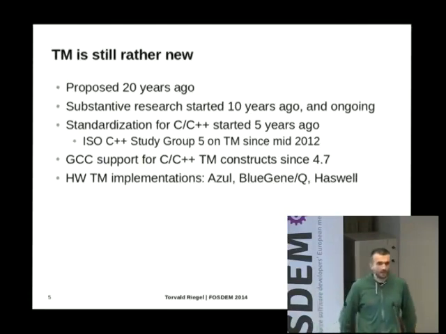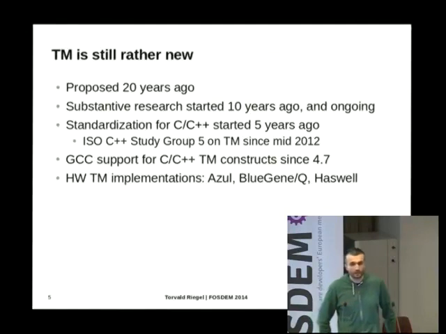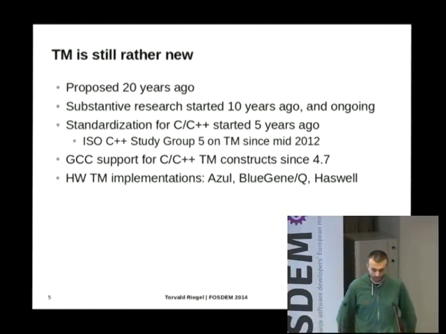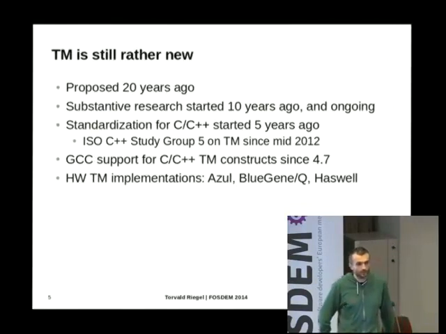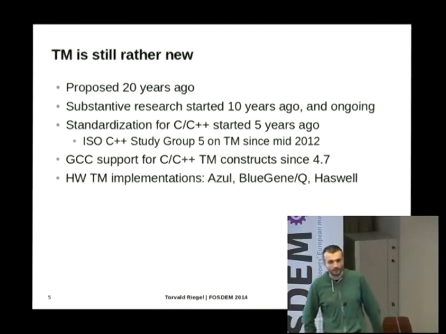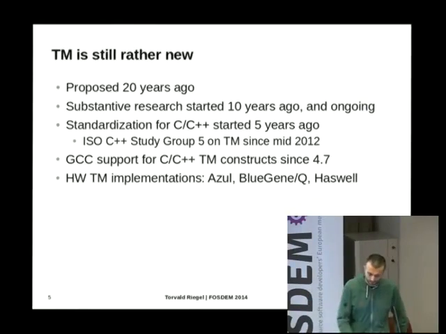Standardization for C and C++ started about 5 years ago when people got together informally, and we have had an ISO C++ study group since mid-2012. There's GCC support on the C and C++ side since version 4.7, and we're finally also getting real hardware TM implementations out there. Azul has been out there for a longer time, but special purpose, arguably. Blue Gene is kind of like it, and the first real mainstream CPU that has transactional memory hardware on it is Intel's Haswell, right? If you have a new laptop, or a new workstation with that chip, you actually might have it.